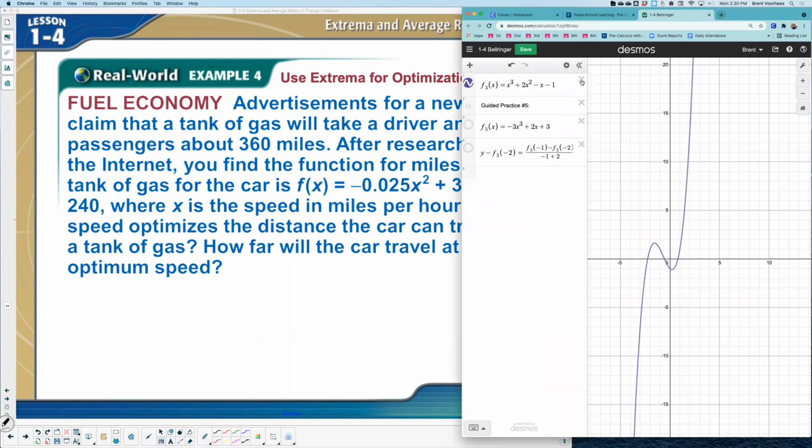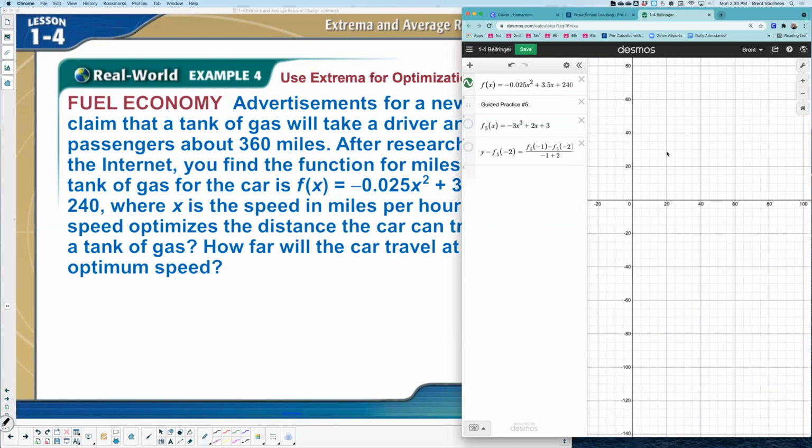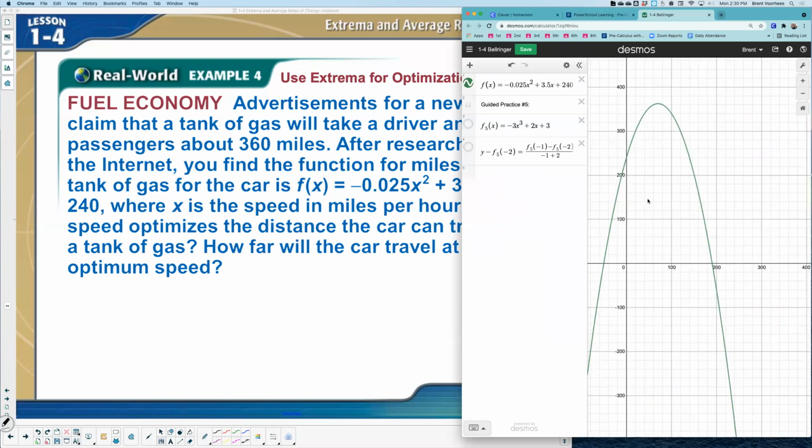So what I'm going to do here is I'm just going to have a new blank graph, and we'll type in this, see what the equation looks like. Negative 0.025 x squared plus 3.5x plus 240. And now I need to zoom out a little bit. And so when I look, this is a real world problem. So I want to remind you of a term: if I said relative domain and relative range, what I'm talking about is real world.